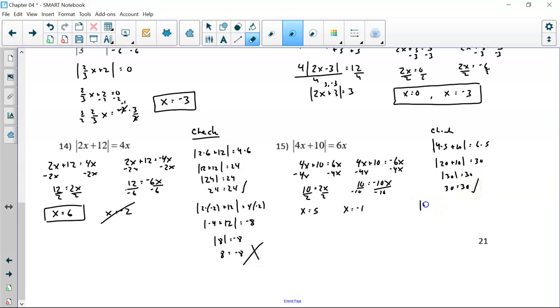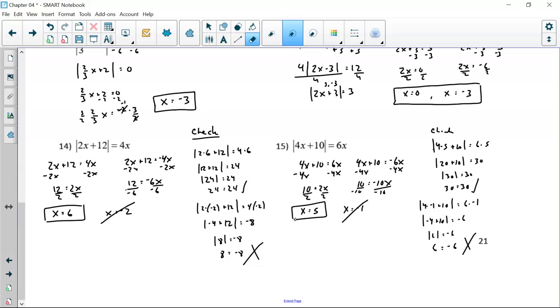And then 4 times -1 plus 10 equals 6 times -1. So it's the absolute value of -4 plus 10 equals negative 6. So the absolute value of 6 equals negative 6. 6 equals negative 6 is a false statement. X equals negative 1 is extraneous, and you get x equals 5.